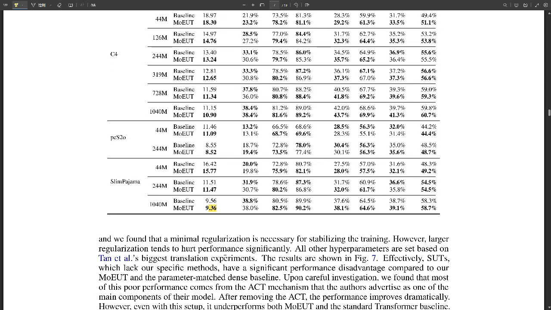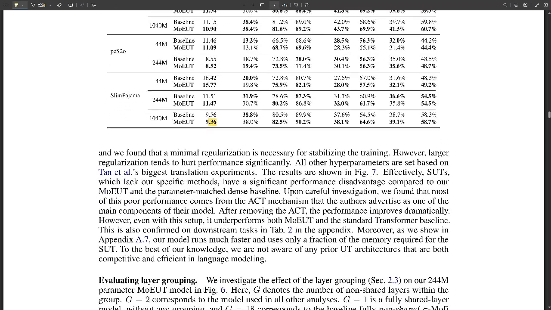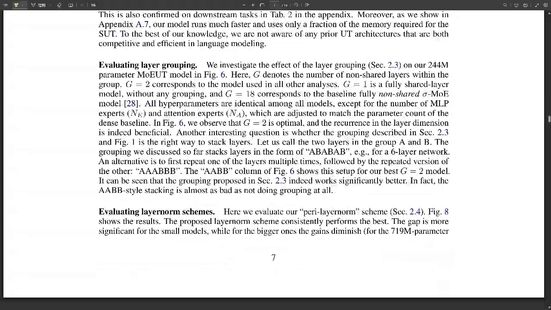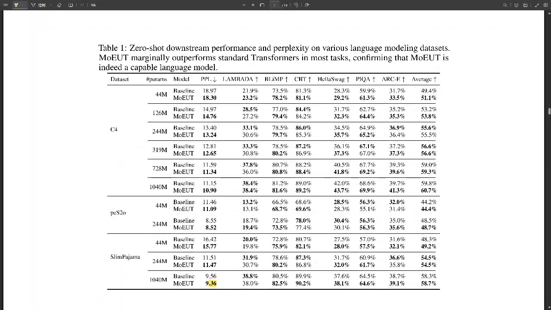The results are actually pretty impressive. Not only did MoEUT hold its own, but it often surpassed the baselines. And here's the kicker. It did all of this while using less compute power and memory. So it's not just a theoretical improvement. No. It's a real-world gain in efficiency.